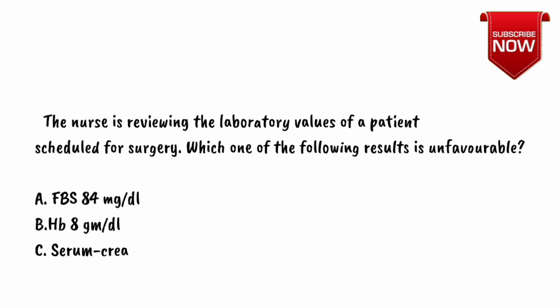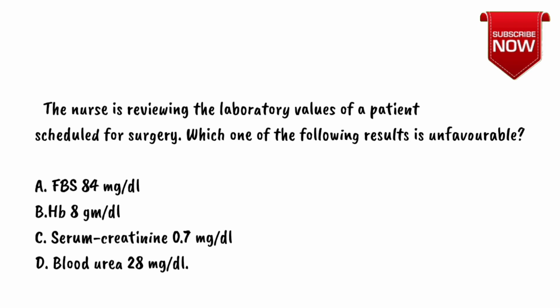The nurse is reviewing the laboratory values of a patient scheduled for surgery. Which one of the following results is unfavorable? Option A, FBS 84 mg per deciliter. Option B, hemoglobin 8 gram per deciliter. Option C, serum creatinine 0.7 mg per deciliter. Option D, blood urea 28 mg per deciliter. The answer is option B, hemoglobin 8 gram per deciliter.